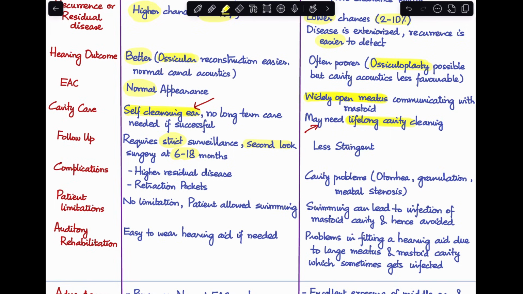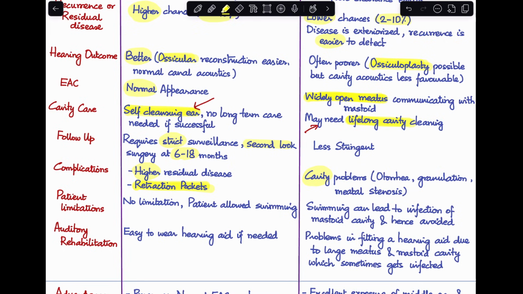Next is, what are the complications of canal wall up? The complications are obviously a higher rate of residual disease or recurrent disease, and also the formation of retraction pockets. Whereas complications in canal wall down procedure would be more related to cavity problems because of the large cavity that you have now created. You may end up with issues like otorrhea or granulation tissue formation or meatal stenosis. So, all of your complications will be more focused on cavity related.